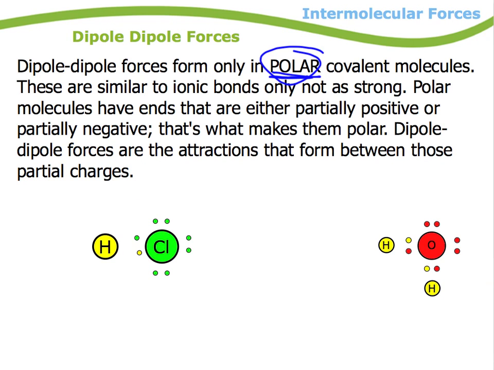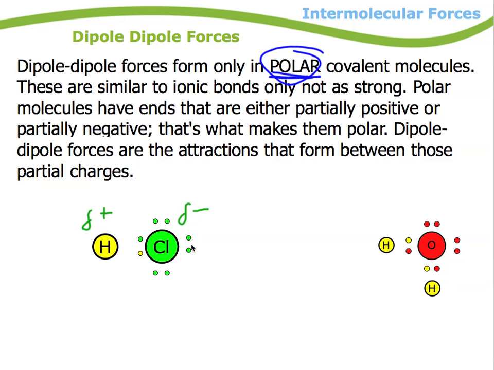For example, when I take a look at this molecule, hydrogen chloride, I see the electrons here, and I see that they're sharing these two electrons. But since chlorine has quite a bit higher electronegativity than hydrogen, the electrons are way closer to the chlorine than the hydrogen. As a result, since there's more electrons on the chlorine side, this would be a partially negative end of the molecule. This side here then would be partially positive.